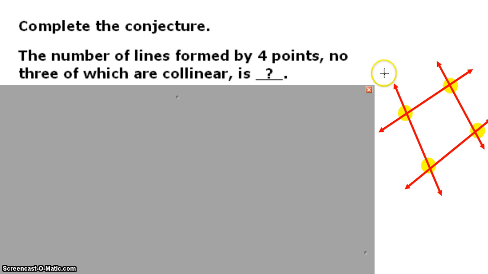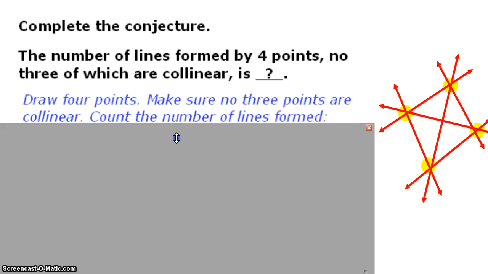Could we do another? Yeah, we could. We could do one here. 5. And look at that, we could make another one here. So you can see, it's kind of a pretty design. We have 6 lines that could be formed through 4 points where no 3 of those points are collinear.